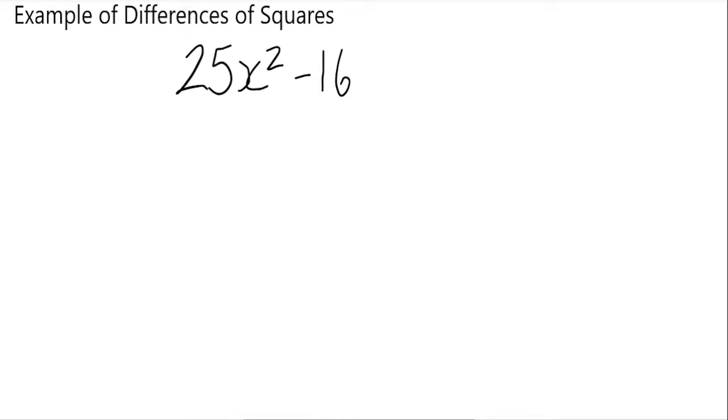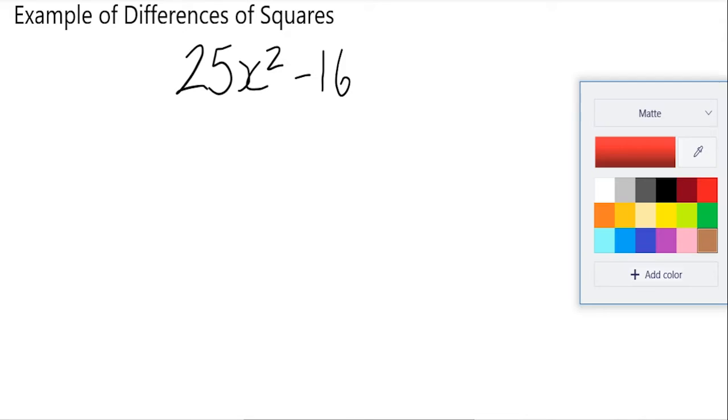Well, there are 3 requirements that it has to meet, and that involves looking at your first term, which is this 25x squared. It involves looking at the sign between the two terms. And secondly, it involves looking at the second term, okay? So let's do something on the side.